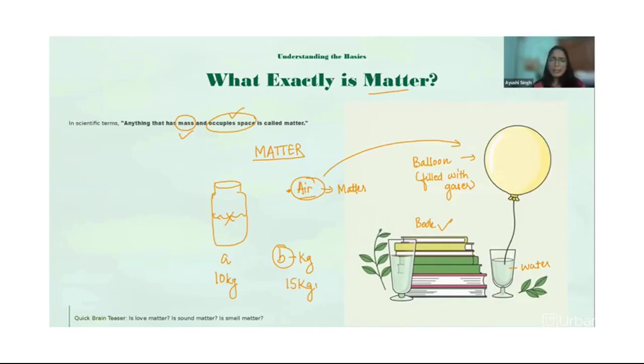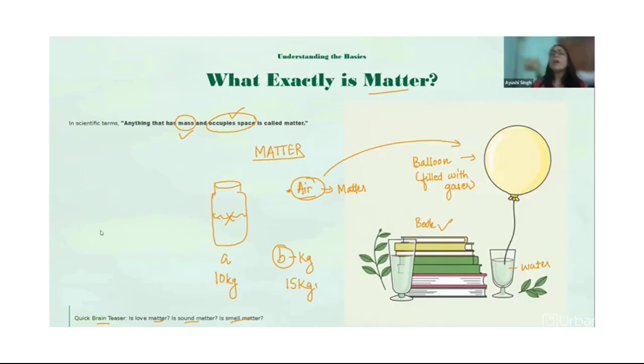Now, a very quick question which I want to ask you is love, right? The motherly love which mothers pamper us with all the time. Is it matter? Is the sound which we listen to every day, the traffic horns and the chirping of the birds, matter or not? And the smell, not exactly the food, the smell of the good food being cooked at home, is it matter or not? Do think about it while we proceed with the lesson, and by the end, you'll get your answer.